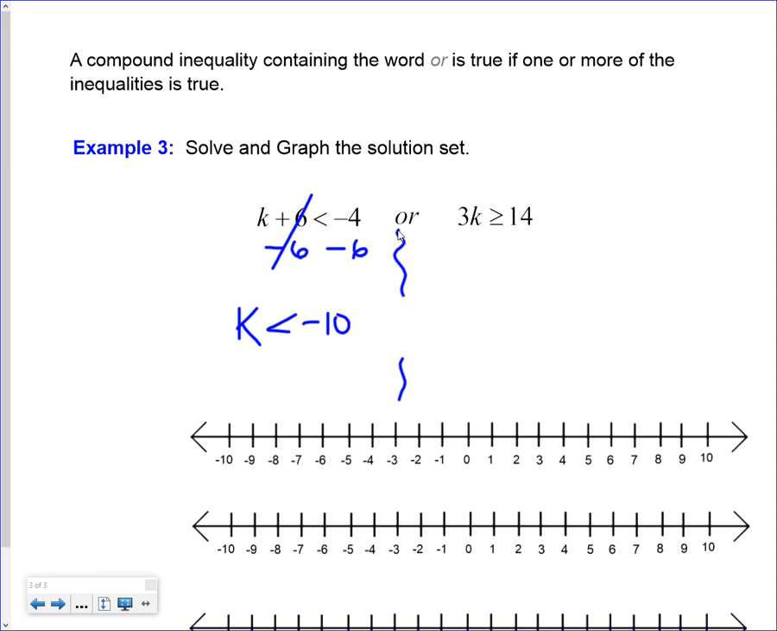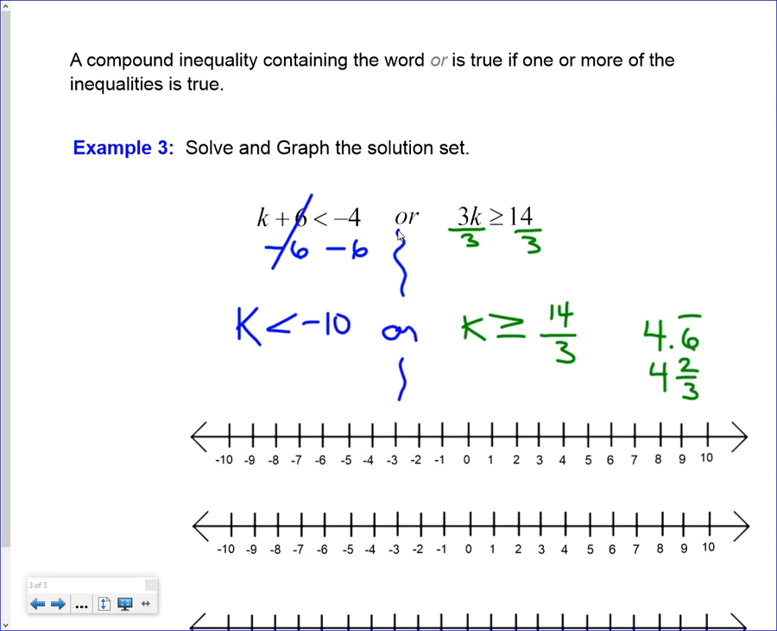Or, what else is true? Well, now to solve the other one. So this one, we divide both sides by 3. 3 doesn't go into 14 evenly. So we can write that as 14/3. And if we want to estimate what 14/3 is, it's about 4.6 repeating. So about 4 2/3.